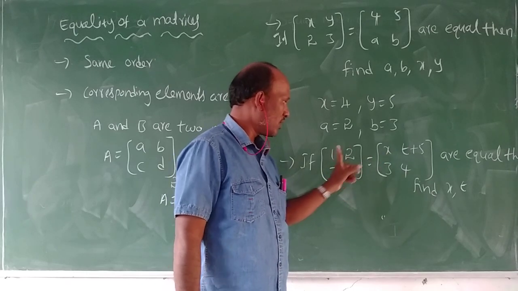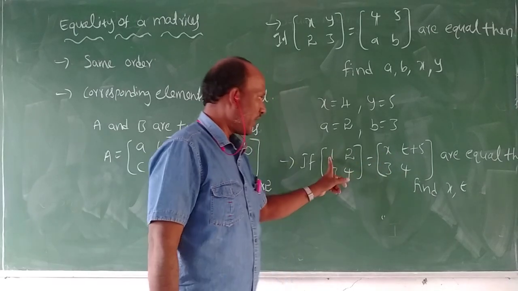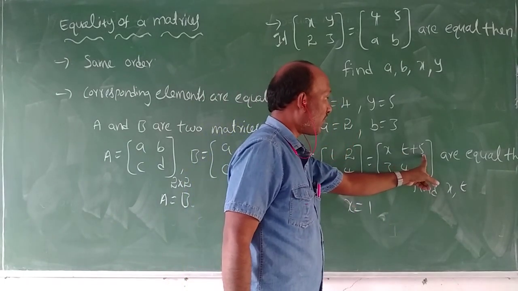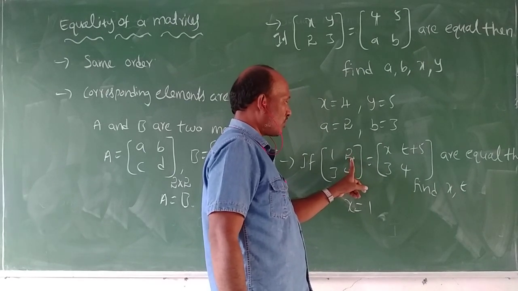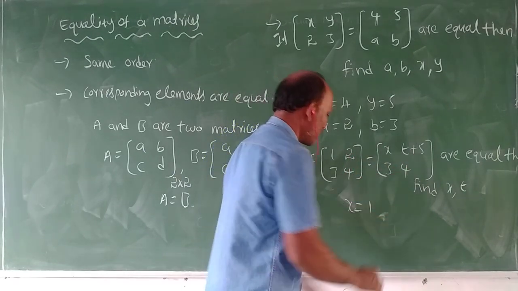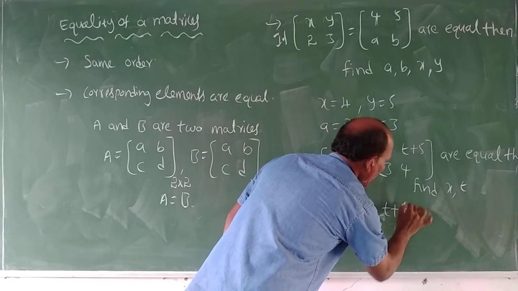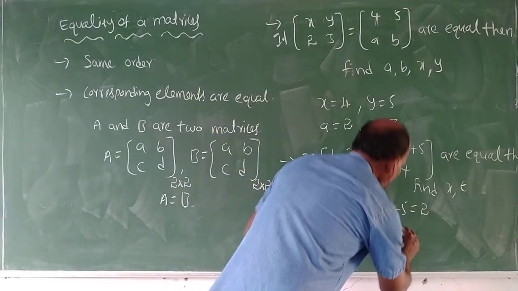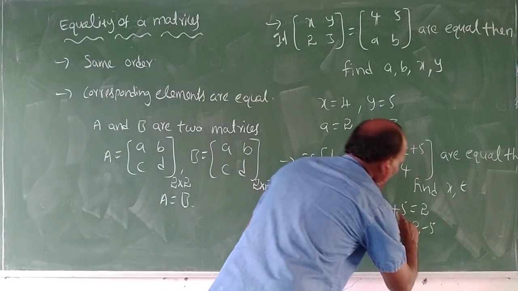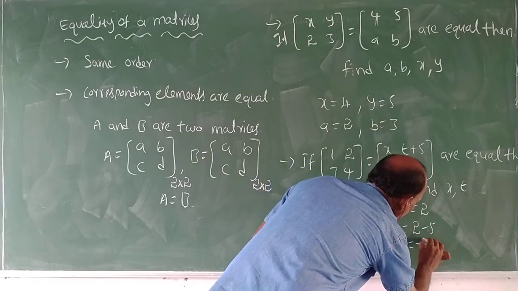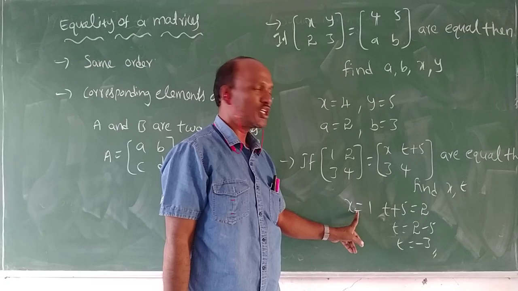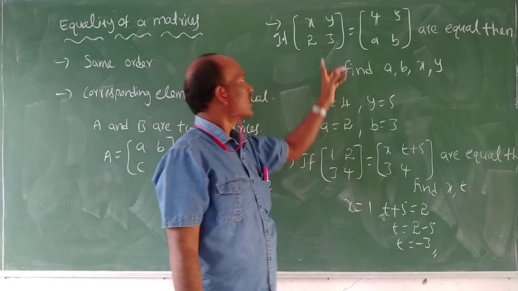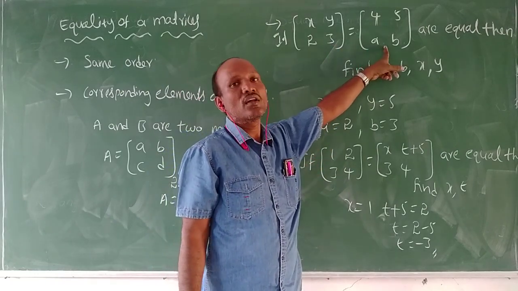First row, first element: x equal to 1. Next, the t value. First row, second element: t plus 5 equal to 2. So t equals 2 minus 5; plus 5 goes to the other side as minus 5. t equals minus 3. The t value is minus 3 and x equals 1. Equality of matrices: same order, corresponding elements are equal.